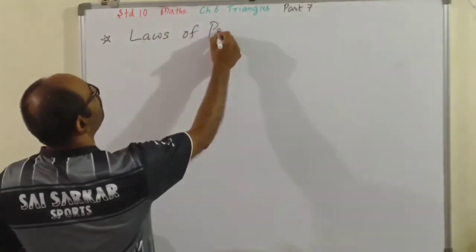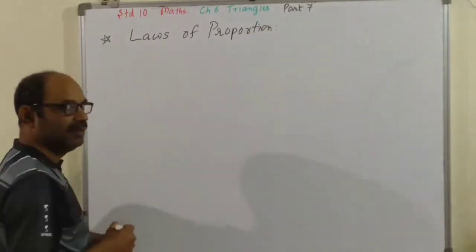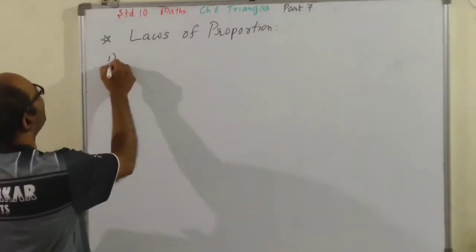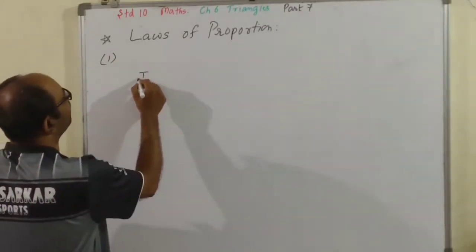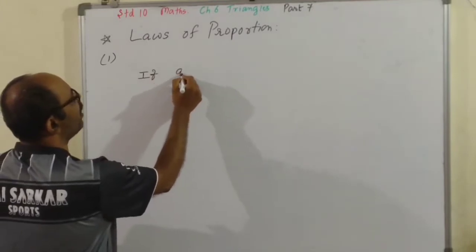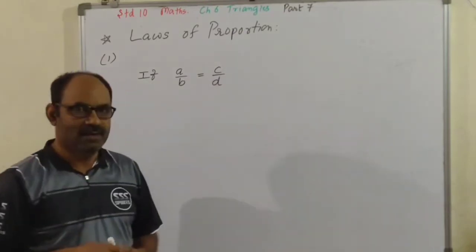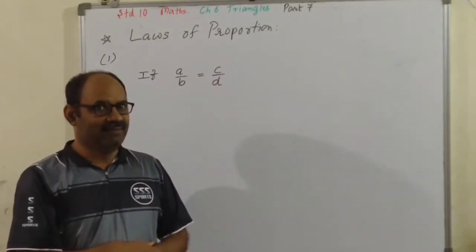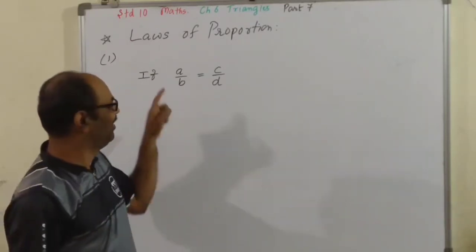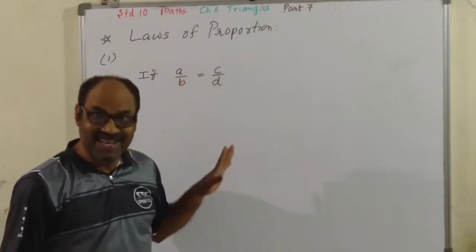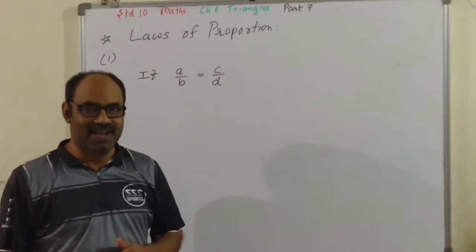Laws of proportion. Alright? Look here. First one. I am not naming it right now. I will write its statement first. If A upon B is equal to C upon D, what does this mean? We are given two equal ratios. In other words, A, B, C, D are in proportion.